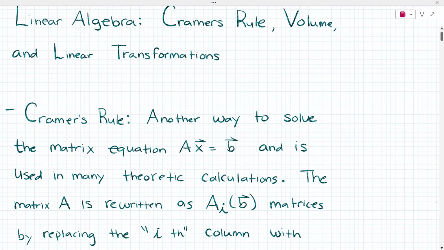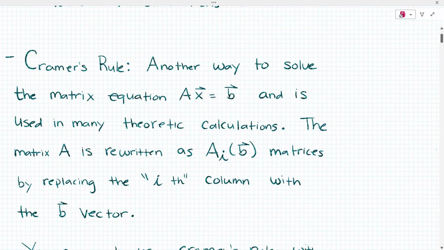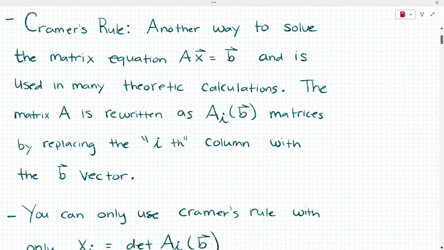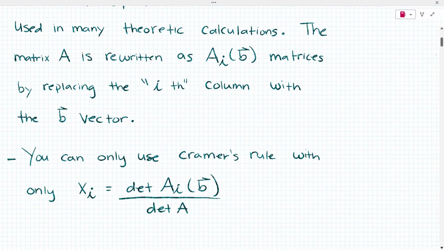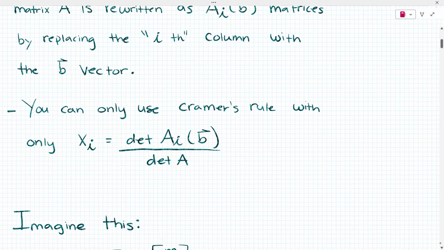Cramer's rule is just another way to solve a matrix equation AX equals B and is used in many theoretical calculations. Matrix A is rewritten as A_i of vector B by replacing the ith column with the B vector, and I will explain when we do an example. You can only use Cramer's rule in this form: x_i equals determinant of A_i(b) all over determinant of A, for a square matrix.